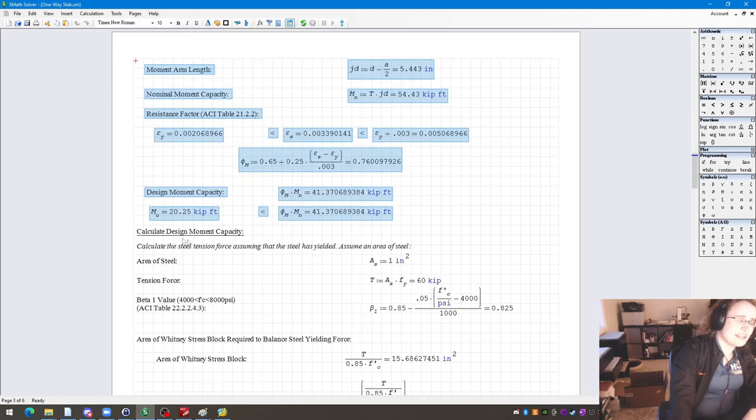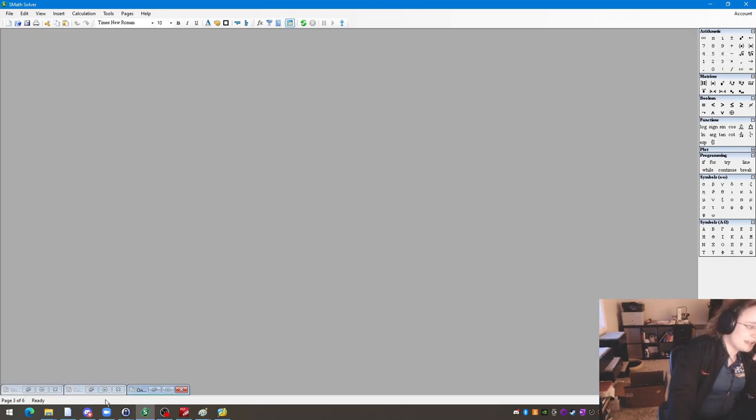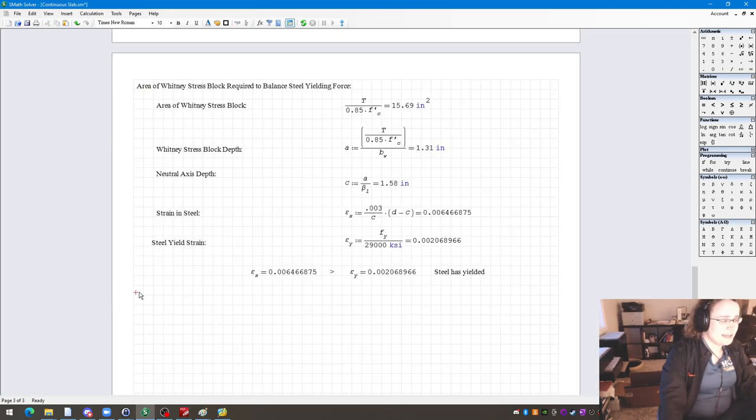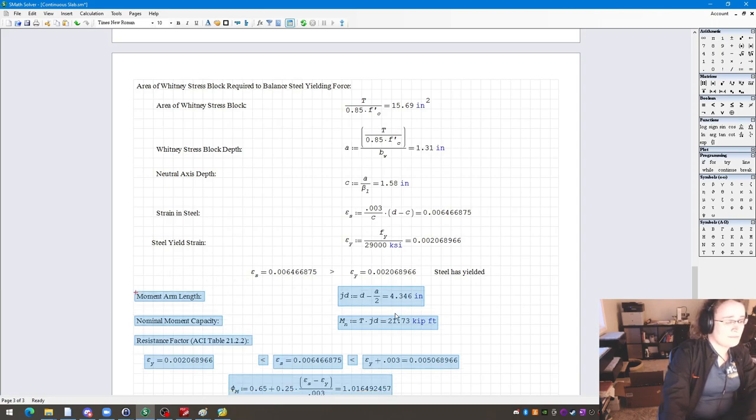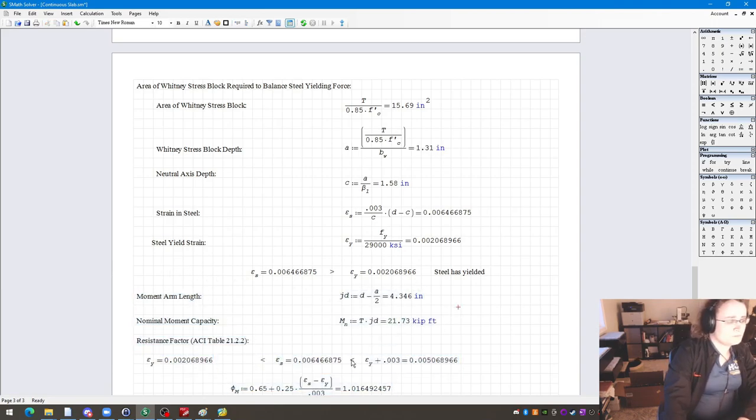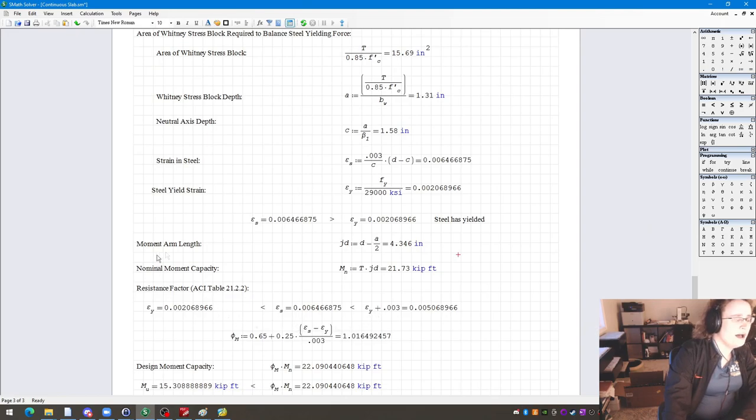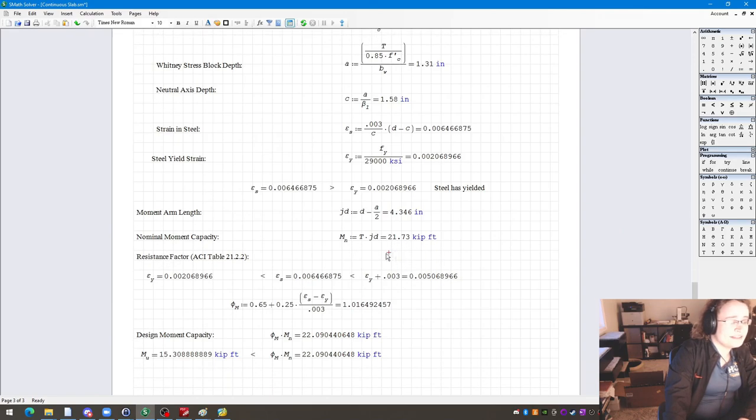Now we have this second design moment capacity here, because in that previous case we iterated a couple times. We may need to do that here, but let's find out. So our moment arm length is d minus a over 2, which will come to 4.35 inches in this case. And that produces a nominal moment capacity of 21.73 kip-feet.